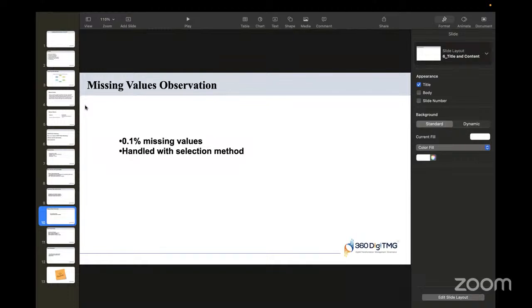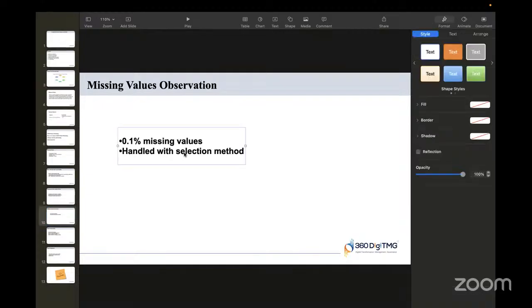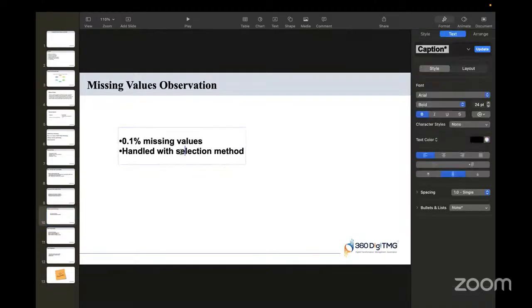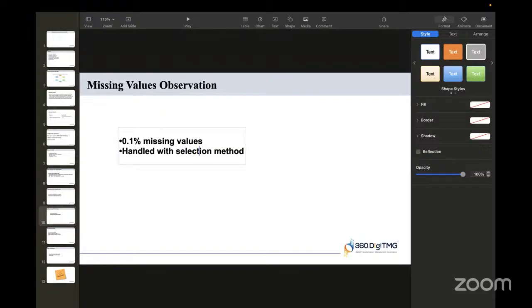As for the missing values, there are less than 1% missing values, which we handled through the deletion method. There was a spelling mistake on the slide: instead of selection, it should be the deletion method. So through the deletion method, we have taken care of the missing values.